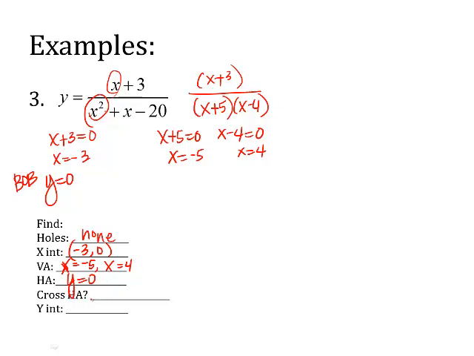Now I have to decide, does it cross this asymptote? So I set 0, since that's the horizontal asymptote, equal to x plus 3 divided by x squared plus x minus 20. All right, put that over 1, cross multiply. Well, 0 times anything is 0. 1 times x plus 3 is x plus 3, right?